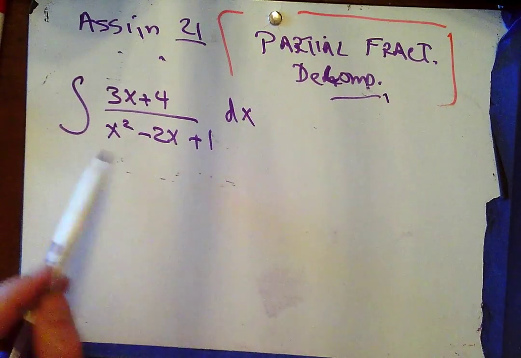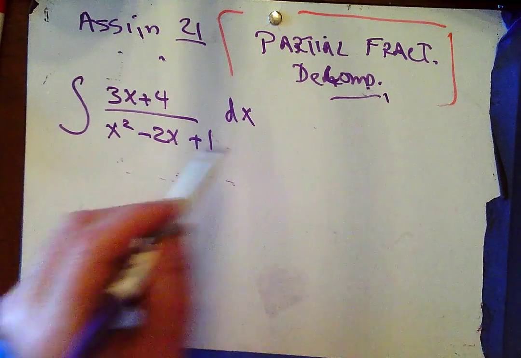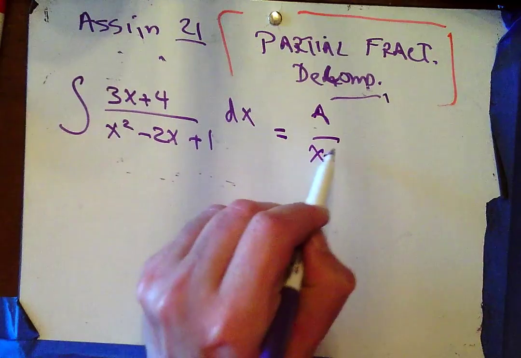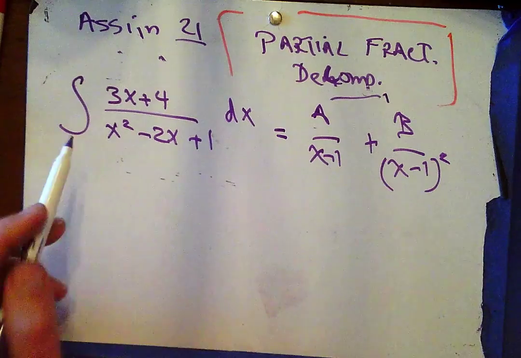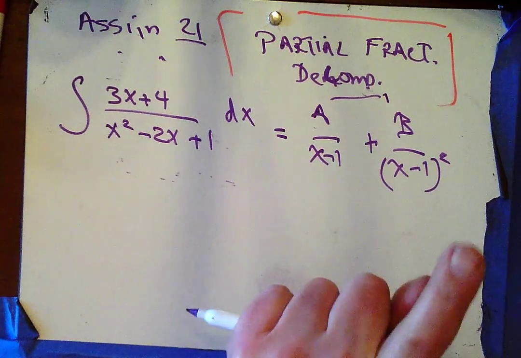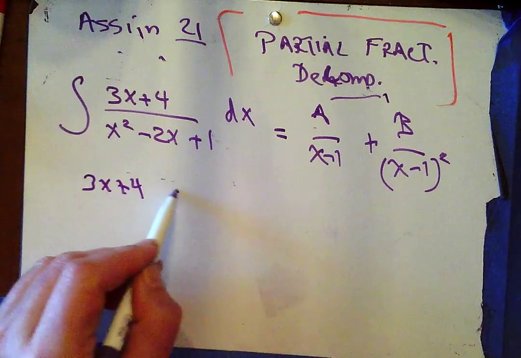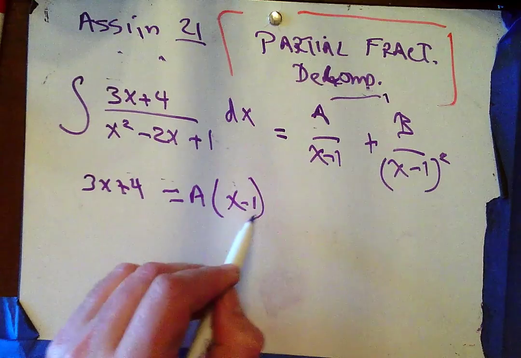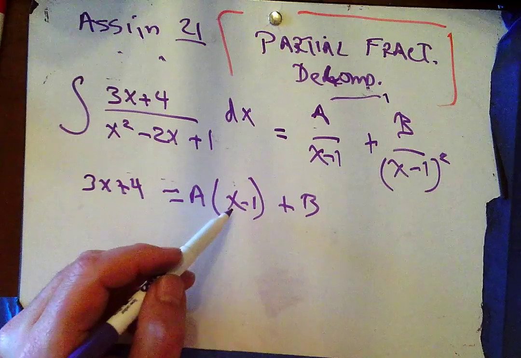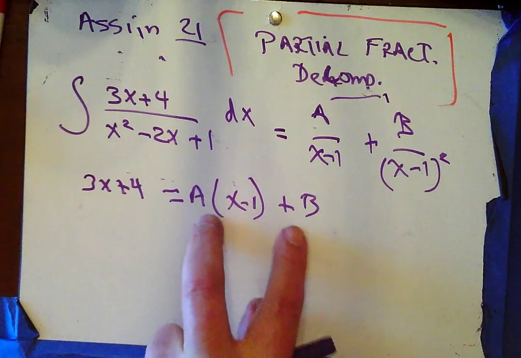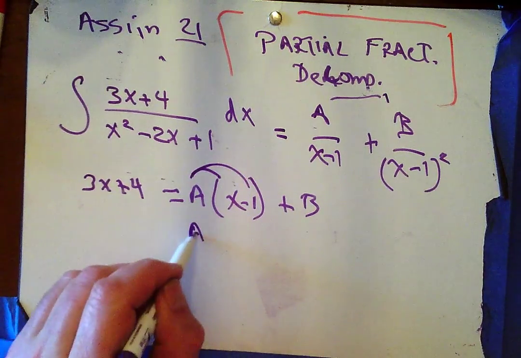Okay, so is this a u sub? Well, the derivative of this is 2x minus 2, and I don't have that there. So I think I'm going to look at a over (x minus 1) plus b over (x minus 1) squared. I multiply everywhere by my least common denominator, and I end up with 3x plus 4 equals a(x minus 1) plus b. Great, I've got a magic number. I could use x equals 1. Problem is I've got two constants to find and only one magic number.